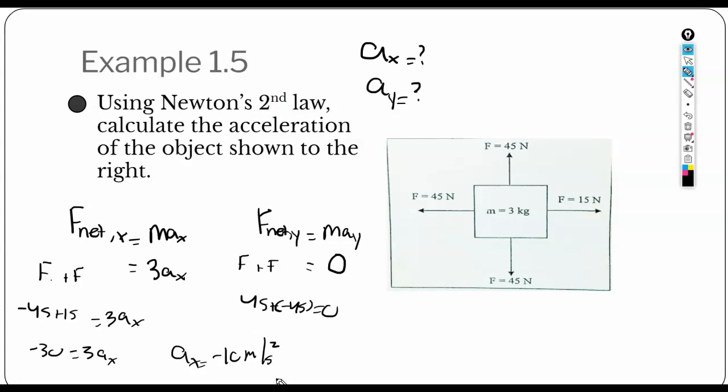Okay, so based off of the forces acting on this object, the object is going to accelerate in the x direction, but not in the y direction. So if I wanted to write the acceleration as a vector, I could write negative 10 x hat plus 0 y hat. Okay, so pause there if you need to look at that some more.